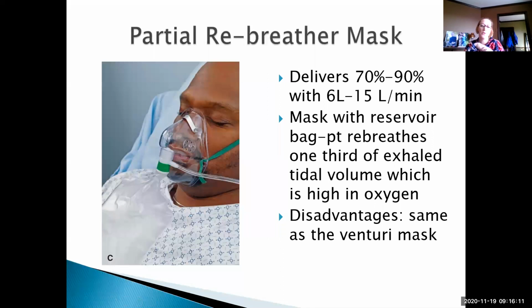So your partial rebreathers can deliver anywhere from 70 to 90%. It's got that reservoir bag, and you have to make sure that it is filling up, because it should be at least two-thirds full in order for them to be receiving that oxygen. What they do with that reservoir bag is rebreathe one-third of the exhaled tidal volume, which is really high in oxygen concentration. So they get that higher level, that 70 to 90%. Same disadvantages as any mask.